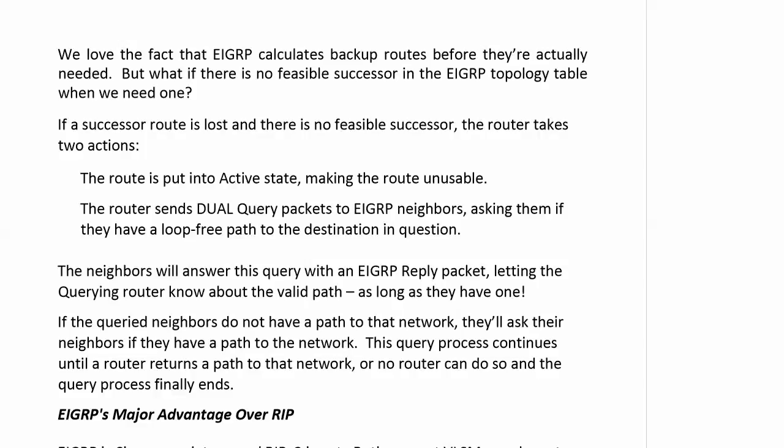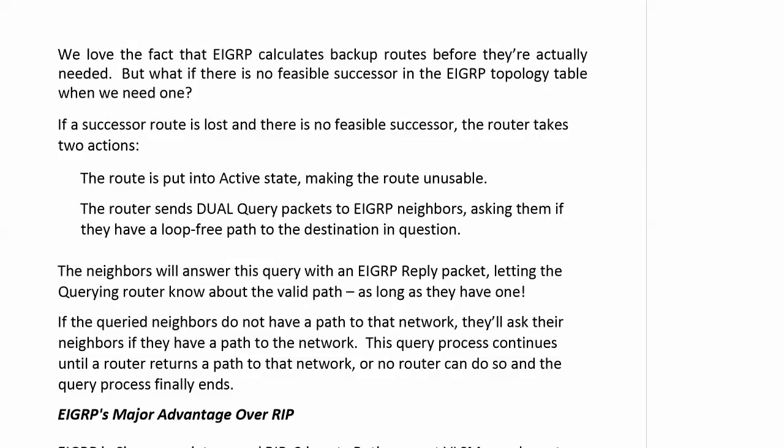Now, what else happens? The router sends DUAL query packets to EIGRP neighbors asking them if they have a loop-free path to the destination in question. DUAL is our routing protocol algorithm for EIGRP. So the DUAL query goes out to the neighbors. Basically, they ask two friends, and they ask two friends, and the neighbor is going to answer that query with a reply packet, letting the querying router know about the valid path if they had one to send.